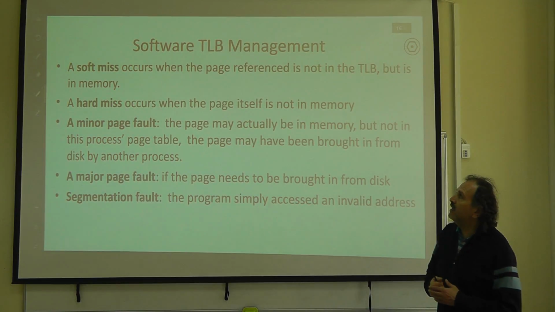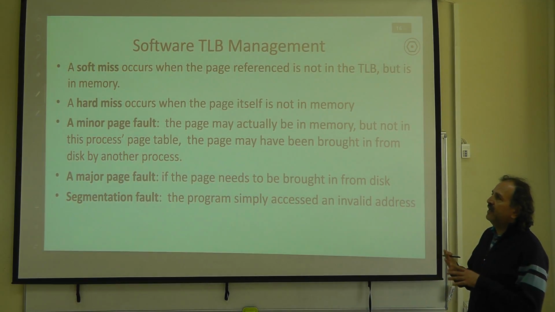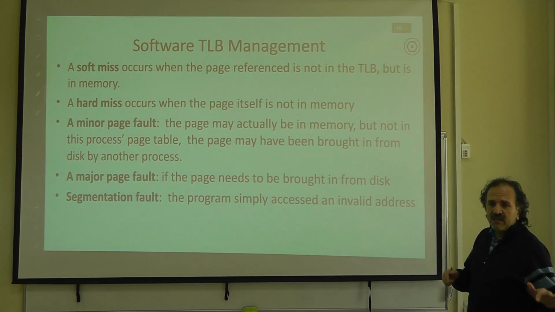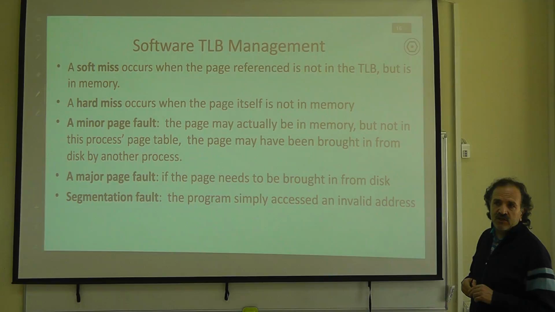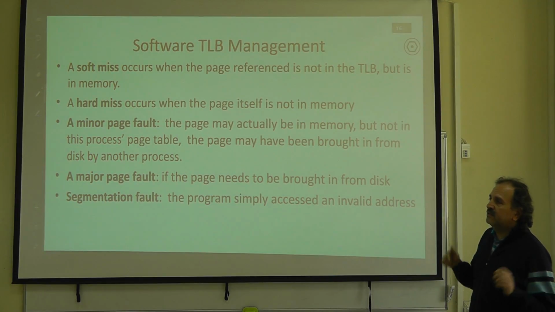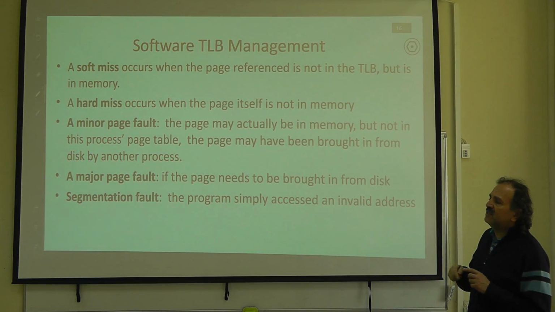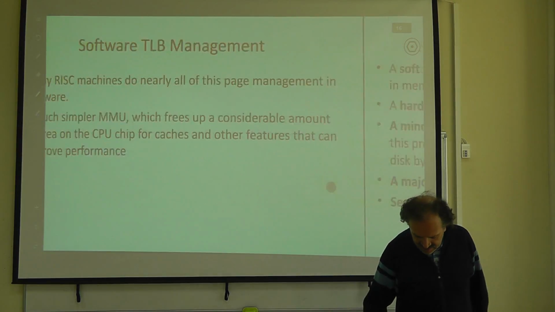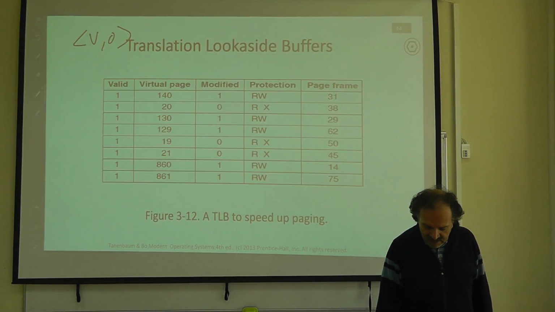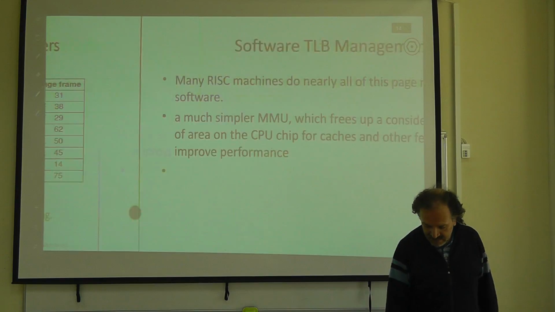Okay. Software TLB management. Soft miss occurs. Okay. When you have a hit, you have a hit. There is no question about it. It's something that we like, and it makes it very, very fast, very, very efficient. When we have a miss, there are different types of misses with the TLB. When you have a soft miss, for example, what does miss mean? Miss means that whatever I am looking for is not inside this table, right? That's a miss.